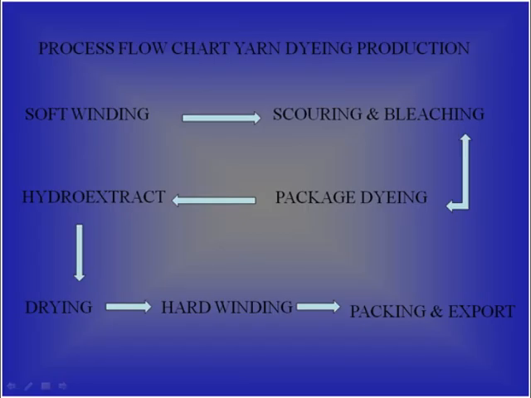The yarn dyeing production starts with a soft winding machine where the hard cones are converted into soft packages suitable for the dyeing process. The soft cones are first subjected to scouring and bleaching to make the yarn receptive to dyes and also white and to remove the impurities from the cotton. Then it is fed into the package dyeing machine where it is dyed based on the buyer's requirement.